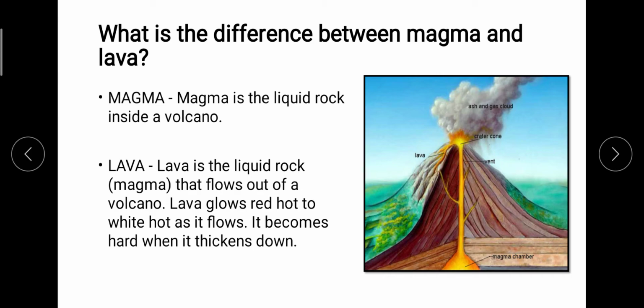So that is how this terminology has to be specifically used, whether we are referring to the molten rocks inside the hill of the volcano, or whether we are referring to the outside part. So whenever it is the outer part, it will be called lava. Whenever it is the inner part, it will be called magma.